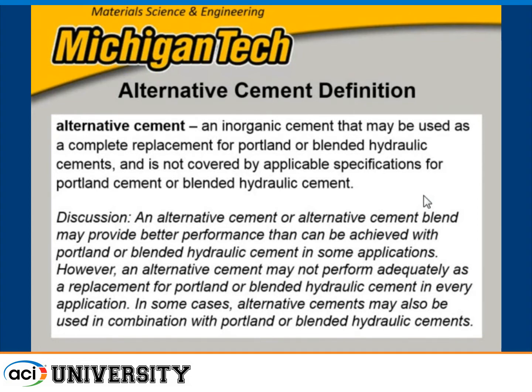A couple of key points that we wanted to put into the discussion for the definition. An alternative cement or cement blend may provide better performance than can be achieved with Portland or blended hydraulic cement in some applications. And that's a key point. One of the things about these materials is that in many cases they do provide performance that we simply cannot get with Portland cement. But that's not always the case, so we went on further. And however, an alternative cement may not perform adequately as a replacement for Portland or blended hydraulic cement in every application. That's another key point: you can't necessarily use these materials everywhere.